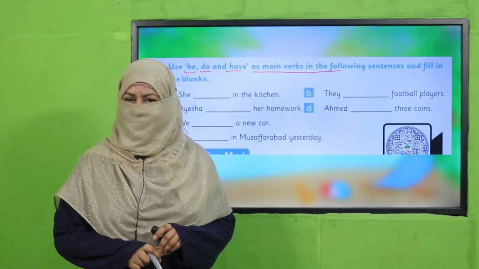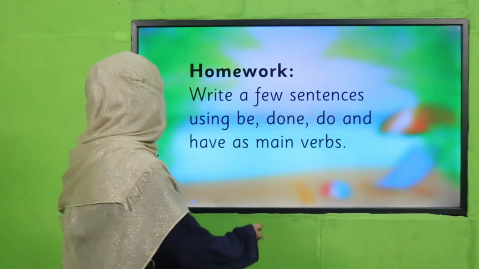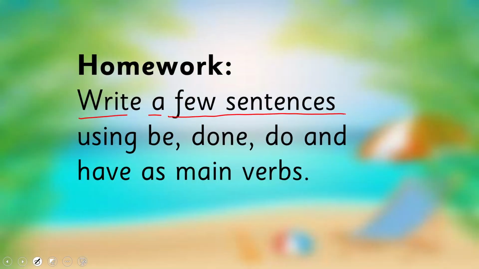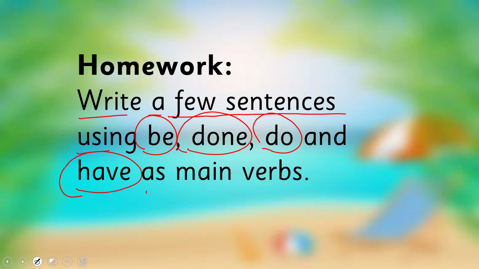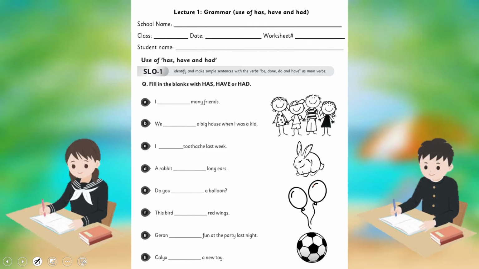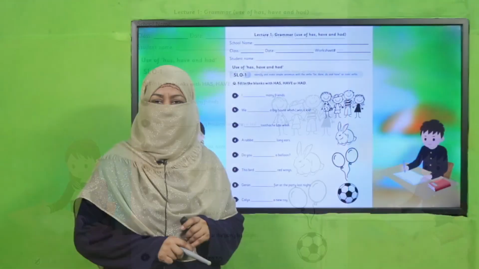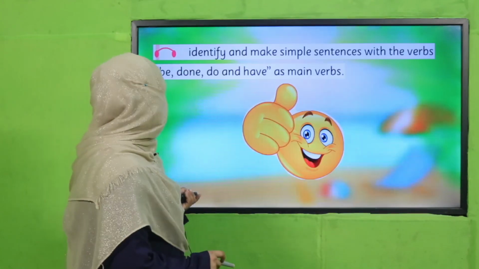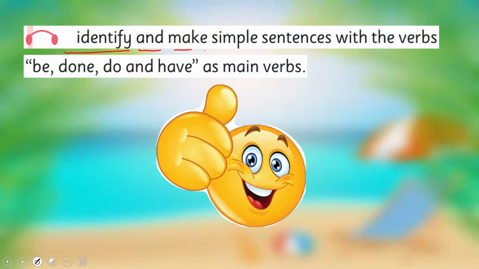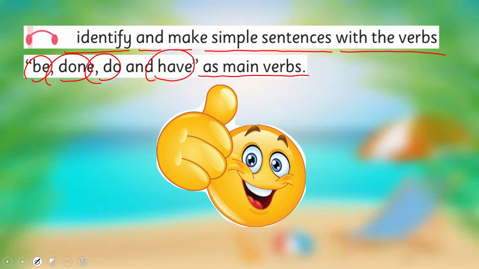Yes, my dear children, are you done with it? Good job. Now it's time for your homework. You will write a few sentences using be, done, do and have as main verbs. And here is a worksheet, my dear fellow teachers. This worksheet, lesson plan, PowerPoint presentation links are given. You may click it, download it and kindly provide a printed worksheet to students for practice. So my dear children, what we have learned today, we learned to identify and make simple sentences with the verb be, done, do and have as main verbs.